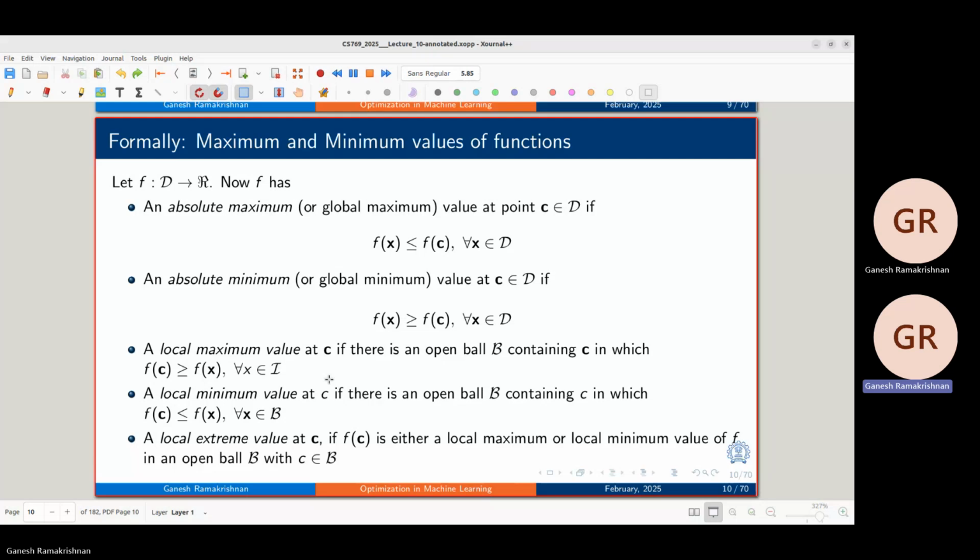So if there exists such that the open ball such that for all... let's just call it C. For all x in the open ball B(C, epsilon), f of C is less than or equal to f of x, then we say that f of C is a local minimum, and C is a point of local minimum, and vice versa.